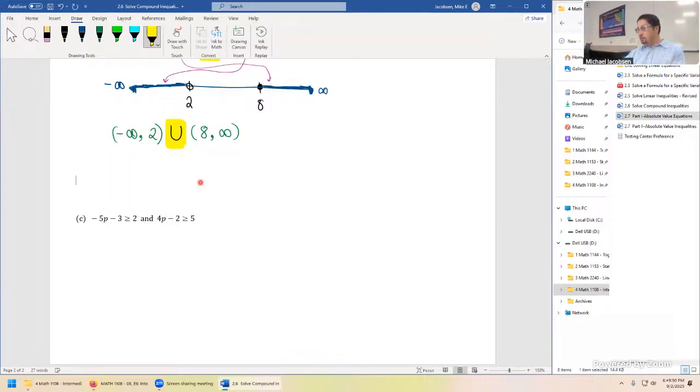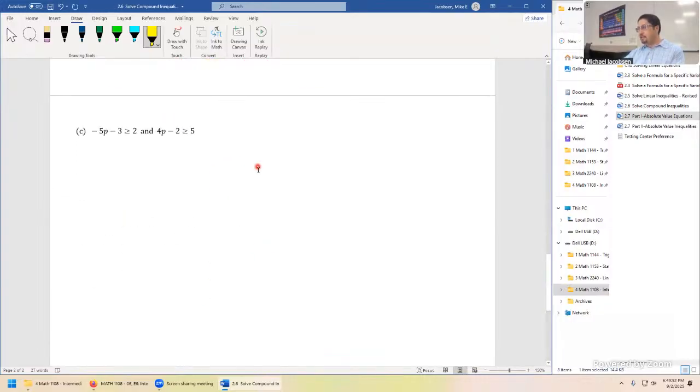Here's the last one in this whole section. It's another and statement, making it a compound inequality. We're highlighting in yellow kind of the worst part of these problems on every one of these problems. Weird that the variable is p, but again, it could be anything. It's just something to get used to. So two conditions: negative 5p minus 3 is greater than or equal to 2, and 4p minus 2 is greater than or equal to 5.